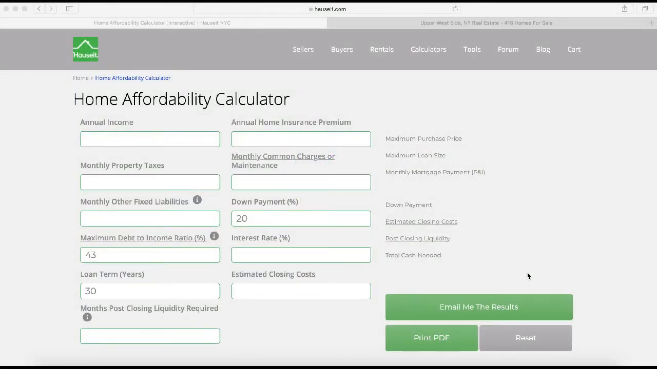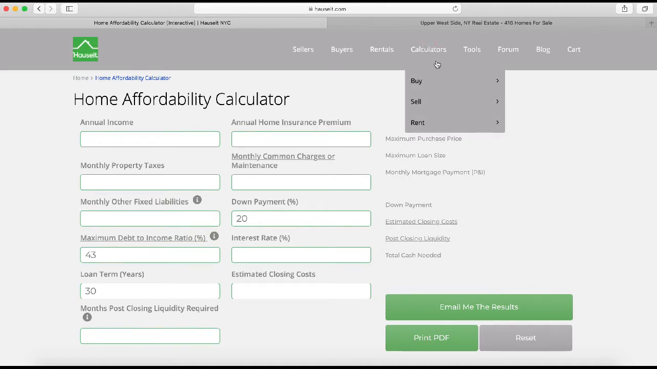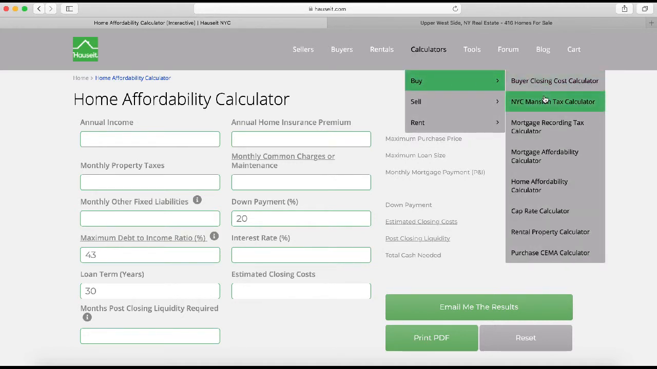In this tutorial video, we will be showing you how to use the Home Affordability Calculator available at Hauseit.com. If you're not already on the calculator page itself, you can get here by going to Hauseit.com. The spelling is up at the top. And go ahead and navigate to the Calculators tab, click on Buy, and then go to the Home Affordability Calculator.